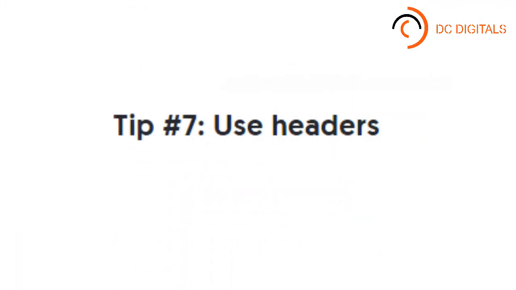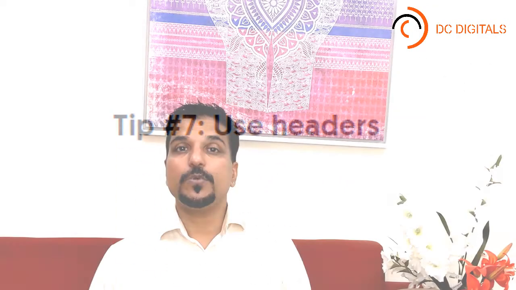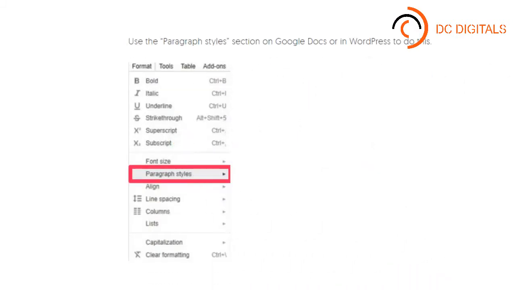Tip number 7. Use headers. One quick, simple way to format your content for featured snippets is to make sure that you break up each section. Use the paragraph style section on Google Docs or in WordPress to do this. Organize your steps, lists, or paragraphs with headers. I prefer H2 headers myself.